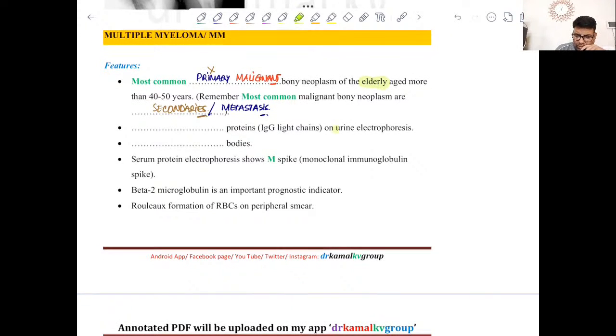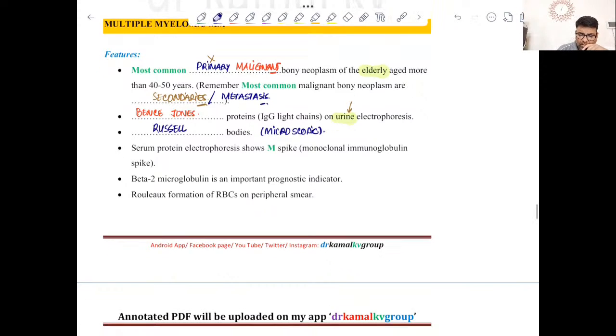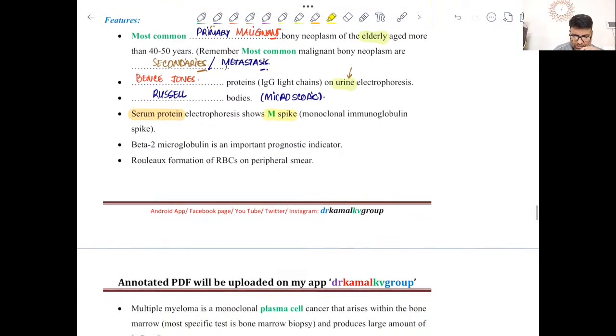Now, if we do urine electrophoresis, we will find some proteins, and those are known as Bence-Jones proteins. Electrophoresis is actually separation of proteins. So if we do it on urine, we can find Bence-Jones proteins. On microscopy, we will see Russell bodies, right? So this is a microscopic finding. And if we do electrophoresis of serum, so serum protein electrophoresis, we will find an M spike, right? So this is the M spike here, which is actually a monoclonal immunoglobulin spike.